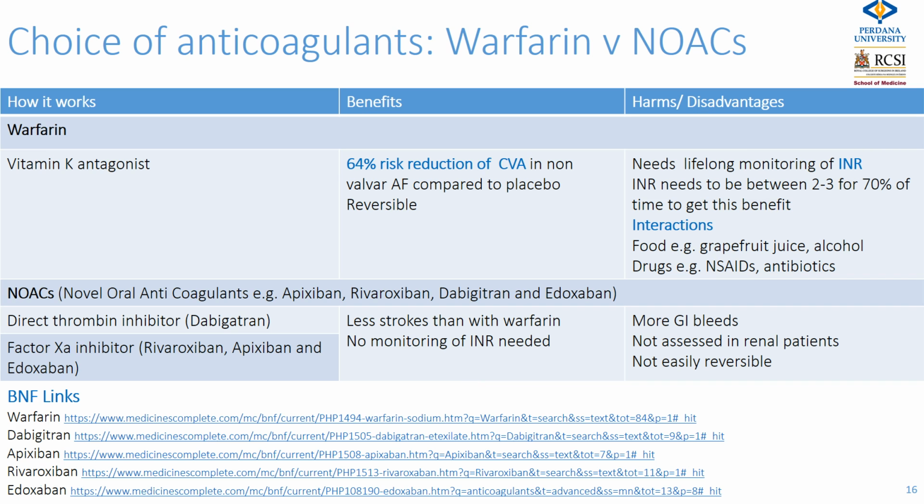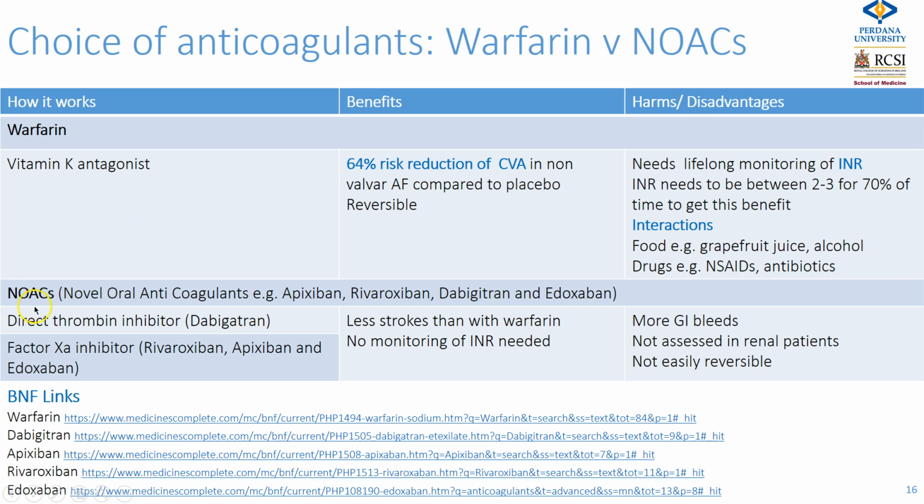How do you choose between warfarin and the newer drugs, and how do these work? Well, warfarin is a traditional vitamin K antagonist. It gives a 64% reduction in stroke in non-valvular AF compared to placebo, and the effect is reversible. It, however, needs lifelong monitoring with INR, and that needs to be controlled between 2 and 3 for 70% of the time in order to get this benefit. It interacts with certain things like alcohol and grapefruit juice, non-steroidal anti-inflammatories, certain antibiotics, clarithromycin, for example.